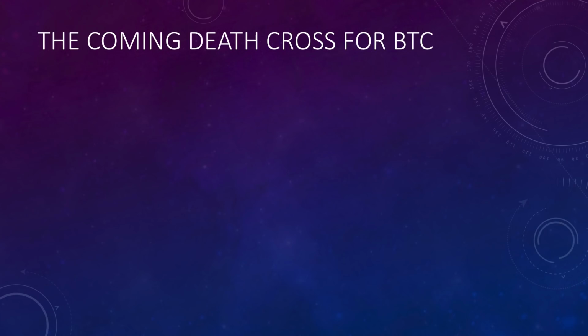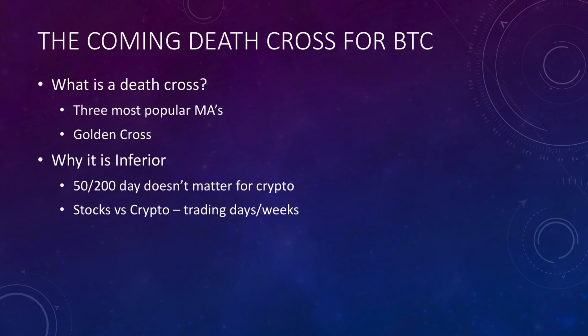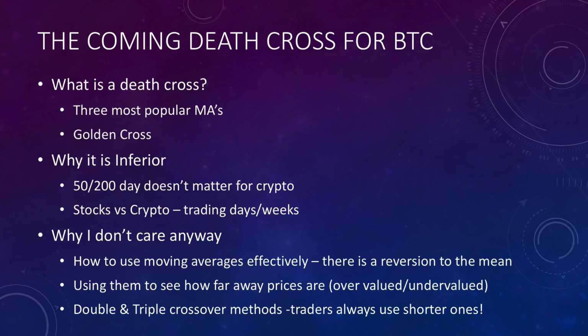The death cross for Bitcoin is coming. And so I'm going to cover three main things. What is a death cross? Go over some examples. Talk about its inverse, the golden cross. Some of the three most popular moving averages that are used. Why I believe it's inferior. The 50-day, 200-day doesn't really matter for crypto, and I will explain why. Crypto versus stocks. And ultimately why I really don't care, why it's not going to really influence my trading and investing in any significant way.